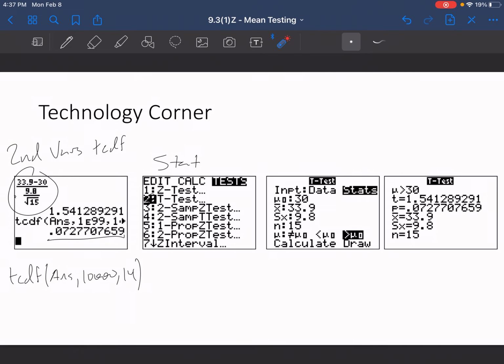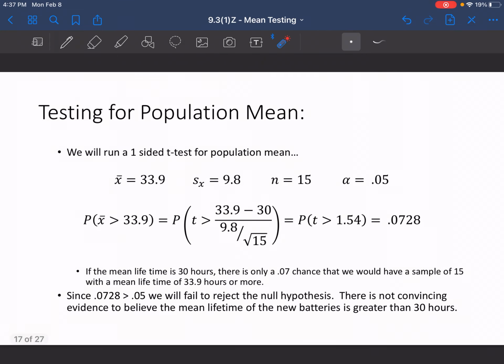So that's a far easier way of calculating that than having to base it off of your formula itself. But again, this represents the do portion of our problem. So if the mean lifetime is 30 hours, there is only a 0.07 or a 7% chance that we would have a sample of 15 with a mean lifetime of 33.9 hours or more.